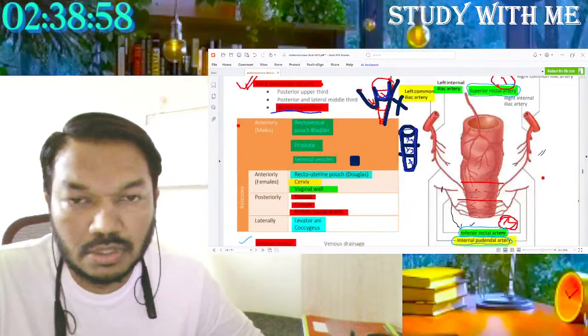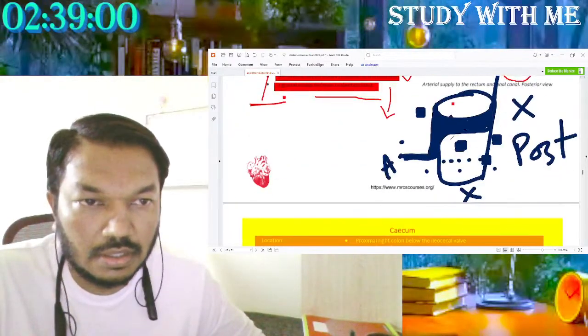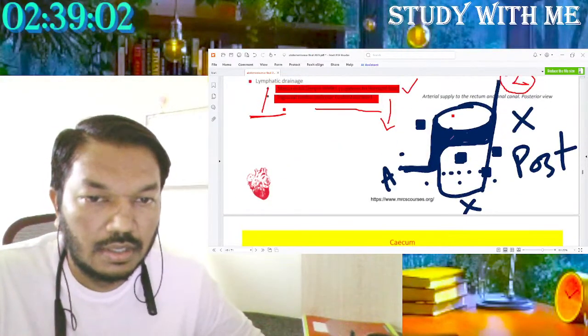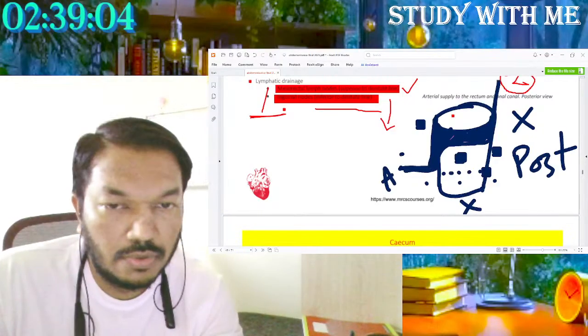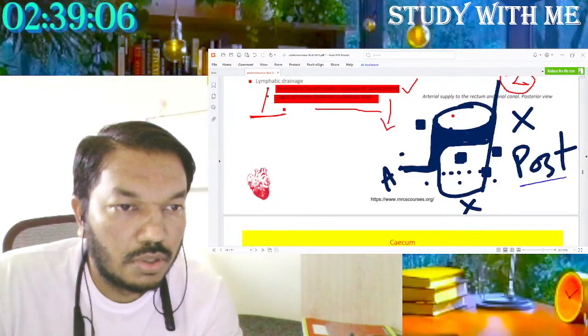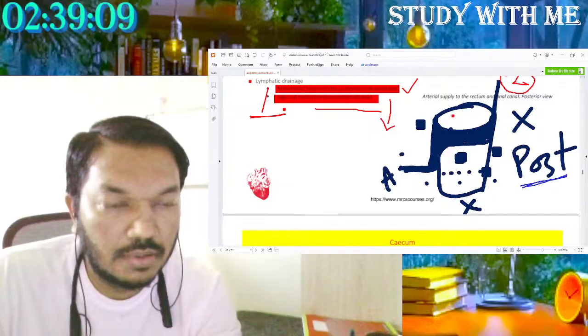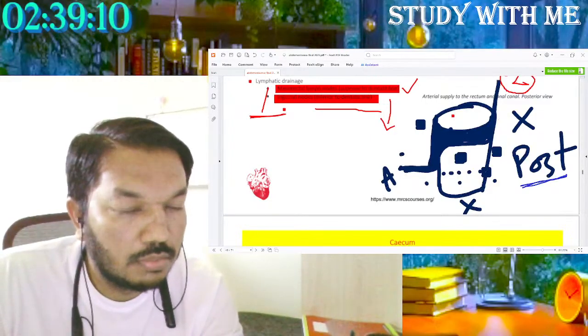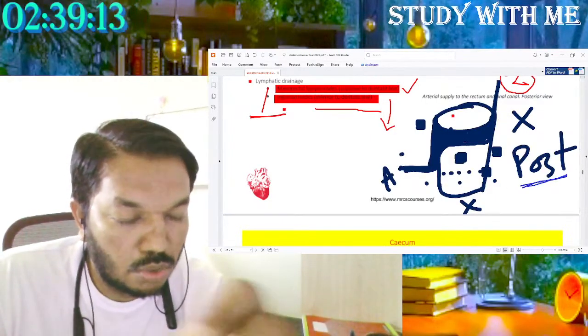Rectum, this part is important. You need to read this part with care. See this picture I drew before. This is posterior, and this is anterior. The whole posterior of the rectum has no peritoneum.